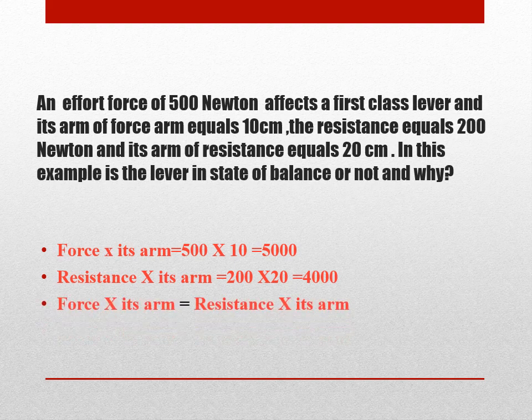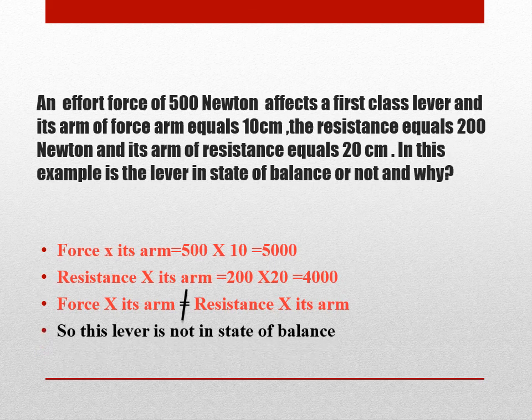The law of levers states that force times its arm equals resistance times its arm. Does 5,000 equal 4,000? No. So in this lever, force times its arm is not equal to resistance times its arm. So my friends, this lever is not in a state of balance. Give reason: because force times its arm is not equal to resistance times its arm.